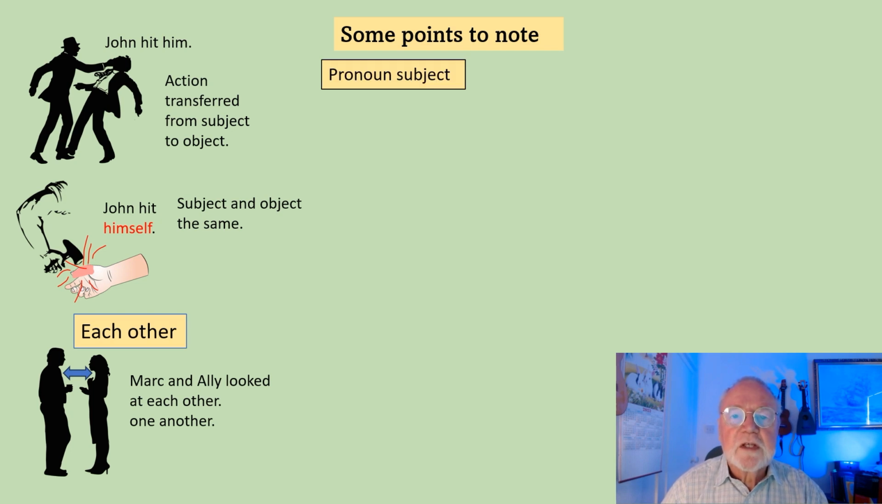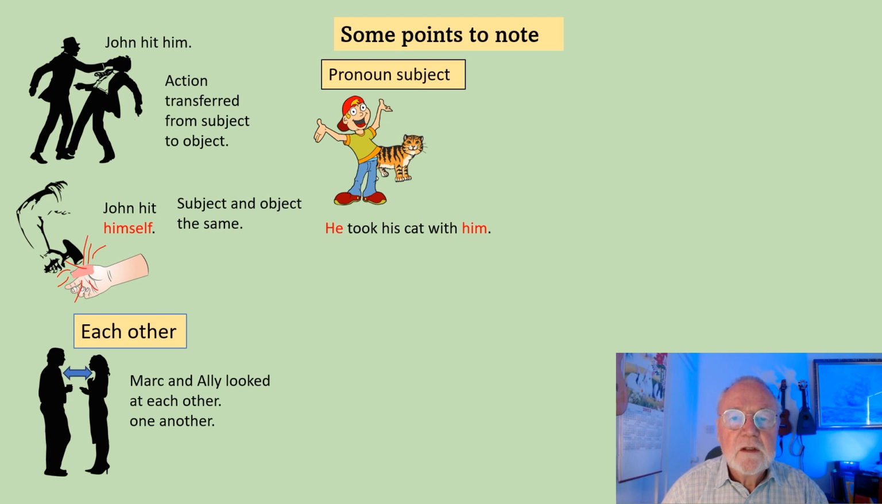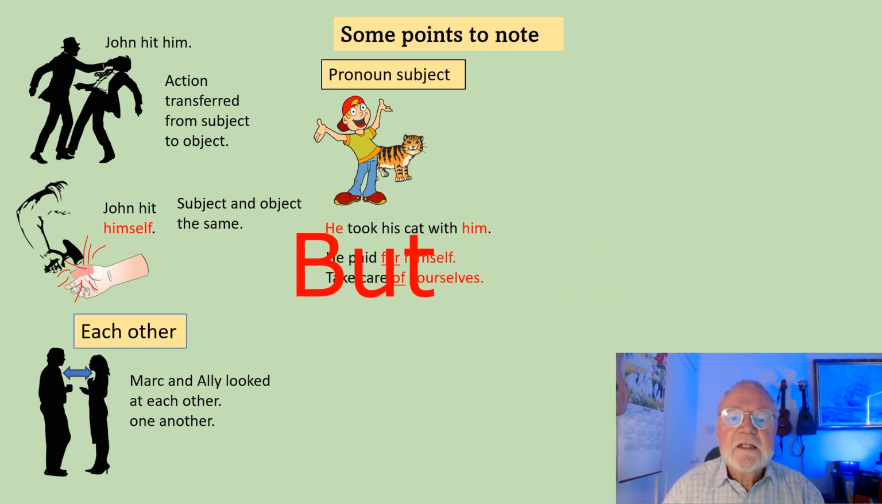When the subject of a sentence is a pronoun, as in this sentence, he, we do not follow it with a reflexive pronoun. We use an object pronoun. He took his cat with him. The reason's quite simple, really, because he couldn't have taken the cat with anybody else. It's obvious. He took his cat with him. But, and there's always a but with me, he paid for himself.